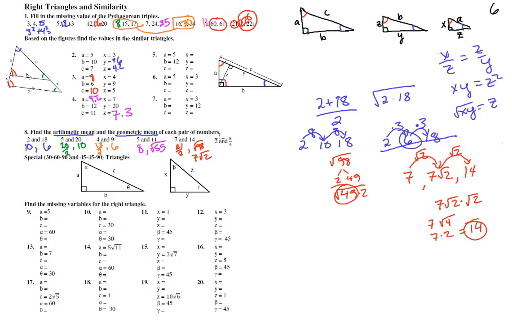All right, let's try this one. 2, oh, this is going to take a little work. 2 plus 8/9, all divided by 2. So that's 18/9 plus 8/9. That's 26/9. All divided by 2 gives us 13/9. Okay, that's the arithmetic mean.